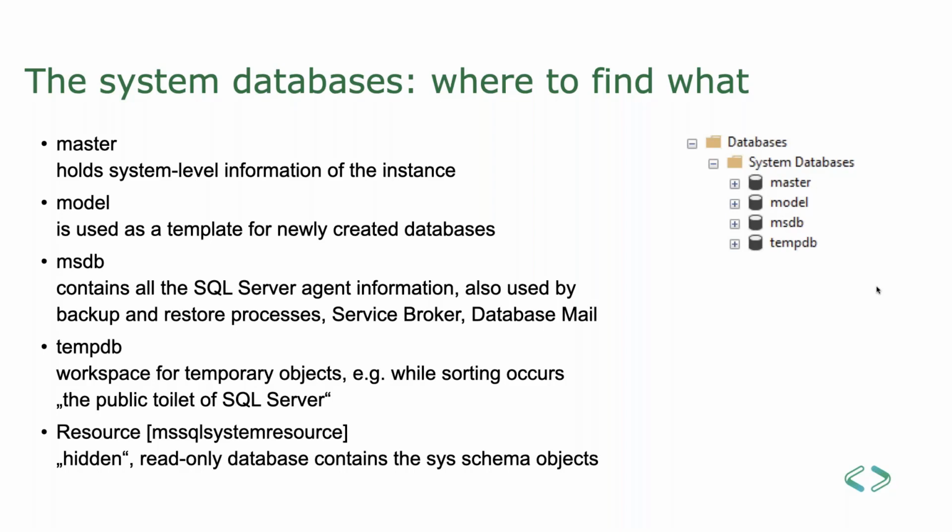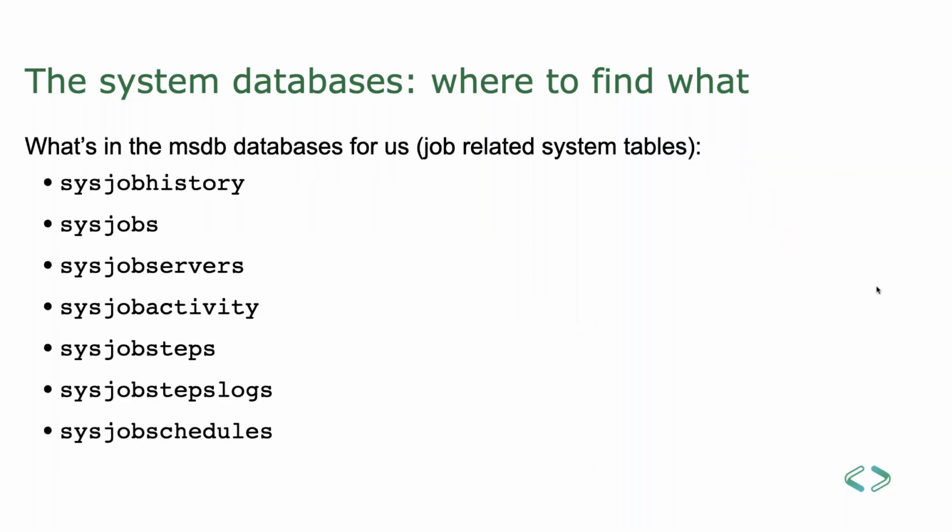That's the MS SQL system resource database, which contains the sys schema objects. Now, if we take a look at the MSDB, we have, how many are there? 7 tables that are related to the job history, which is sysjobs. We only need that to have a readable name, and this is job history.